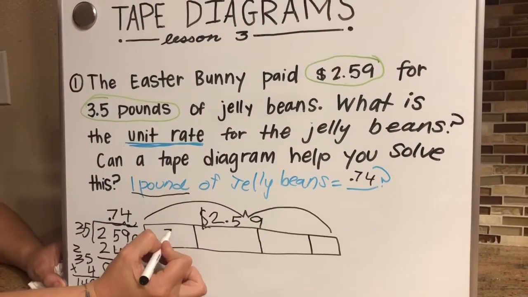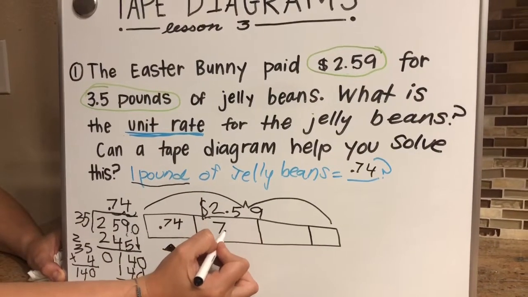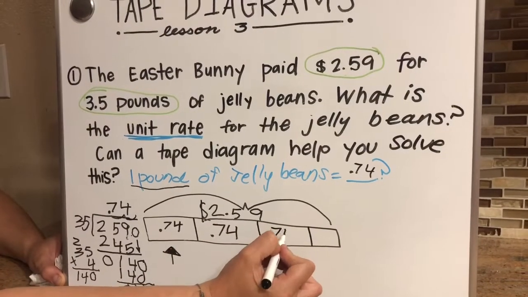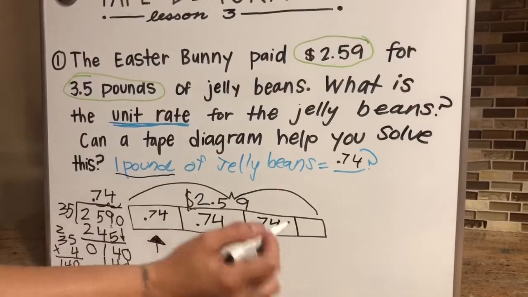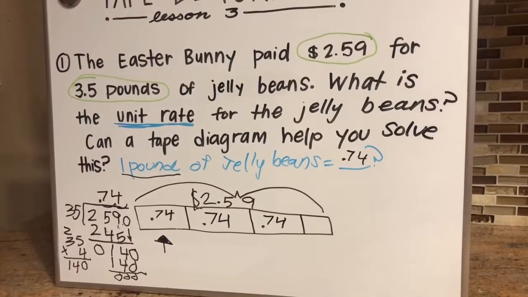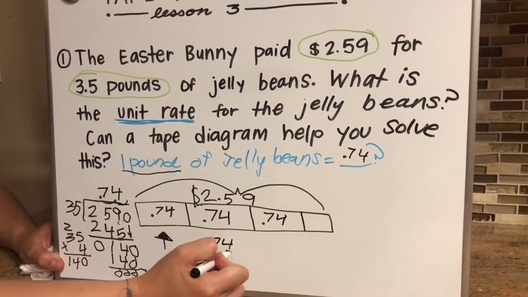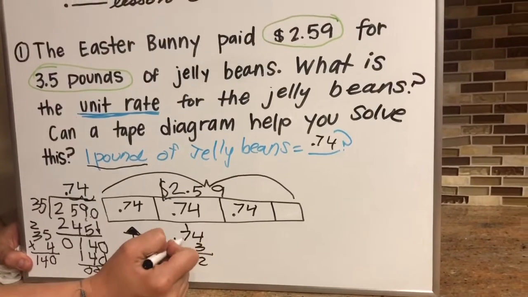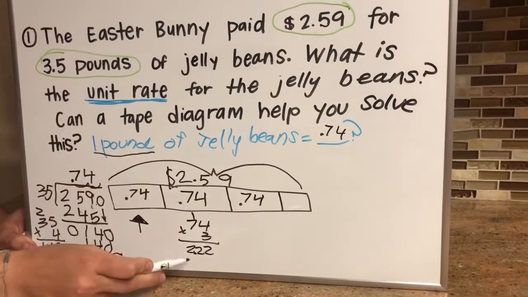Awesome. We found our unit rate. However, we're not done yet. Each one of these boxes is 74 cents. If we add all these together, so 74 times 3. 3 times 4 is 12. 3 times 7 is 21 plus 1 is 22. We end up with $2.22.